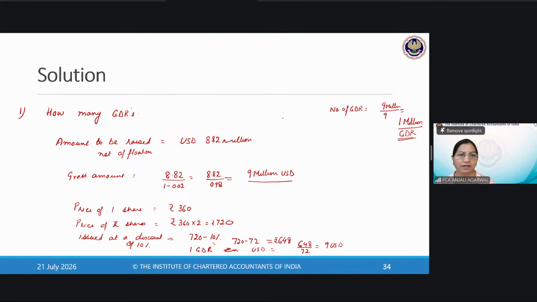First part clear? First find out how many GDRs you require, net of flotation costs. So the gross amount you will raise is 9 million. One GDR comprises two shares, priced at 720, but will be issued at a 10% discount. Therefore, the price of one GDR is 648. The exchange rate prevalent is 72. 1 USD is equal to 72 rupees. So 648 divided by 72, one GDR would be 9 USD. 9 million to be raised, price of one GDR 9 USD. Therefore, we will raise 1 million GDRs.